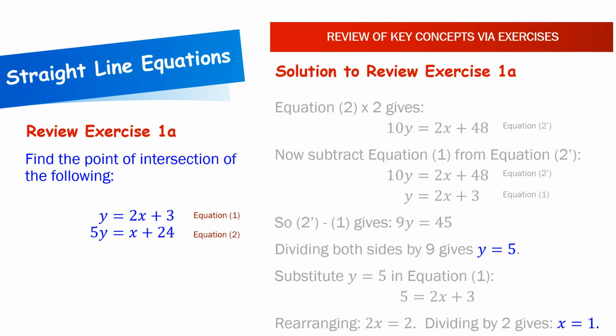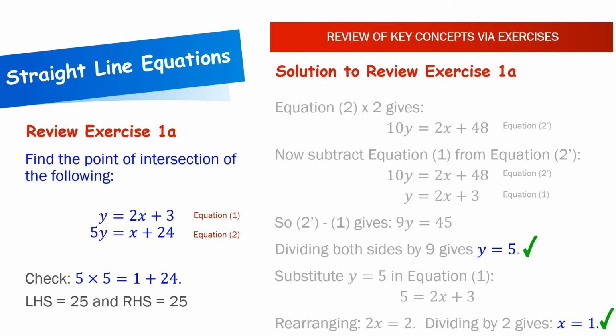We should actually just check that these values are correct, and we can do so by substituting back in the original equations. So let's substitute into equation 2 because we've already used equation 1. 5 times y equals 5 is 25, and on the right hand side x equals 1 plus 24 is also 25. Therefore the left hand side and the right hand side both equal 25. And so x equals 1 and y equals 5 are the correct solutions for this exercise.